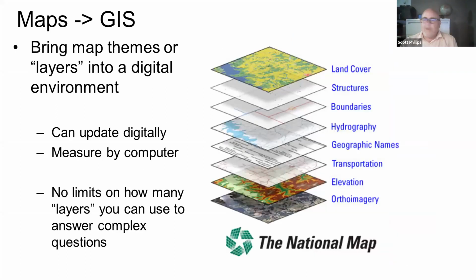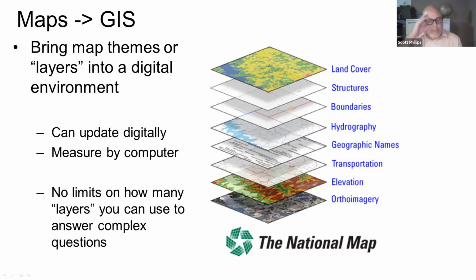So that's why geographic information systems is so important. And what they do is they bring themes or layers of information into a digital environment. Now, these layers can be updated digitally, and your computer can do all the measurements. So no more hand measurements. The computer can do these for you. So for example, if you wanted to calculate the area of a feature, rather than having to hand measure that, the computer can do that for you.